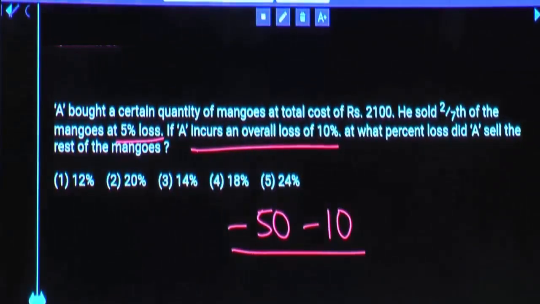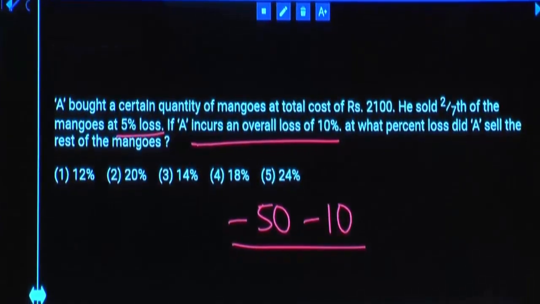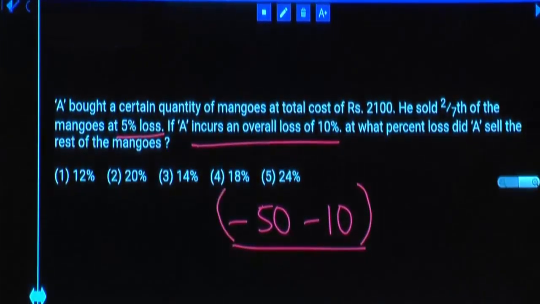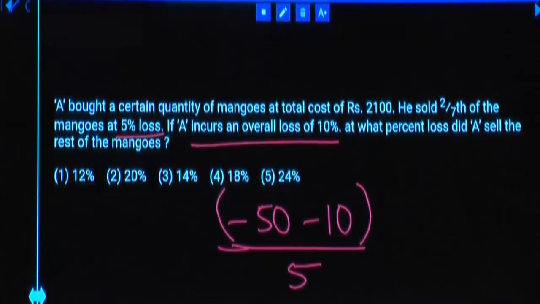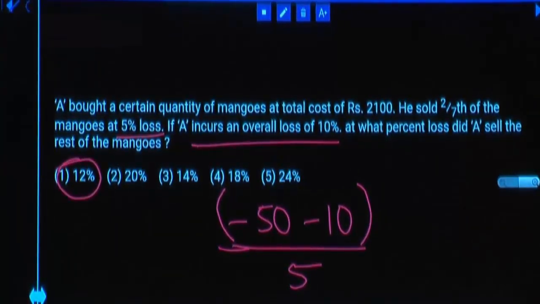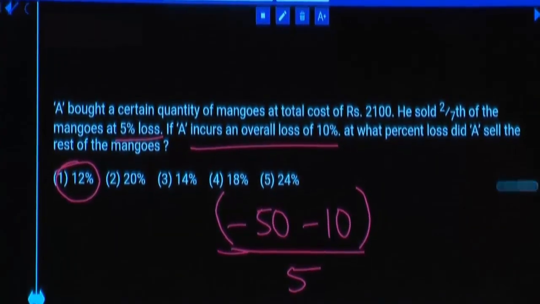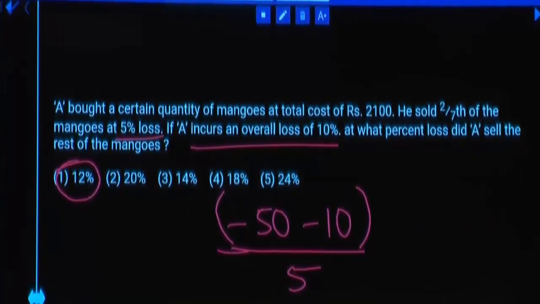So total how much loss you need? 60%. 60% loss you need by selling how many parts? So per part in the sense by 5. 60 by 5. Over. Understood?